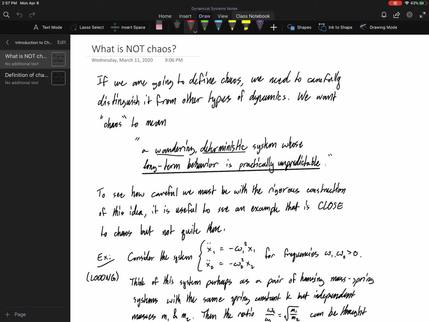So, if we can't define it specifically, maybe let's just figure out what we would like our qualitative definition to be for what chaos should mean. And we've seen a couple examples here where we want to fit chaos to a colloquial definition. And we've seen that to mean that chaos should be a wandering, deterministic system whose long-term behavior is practically unpredictable.